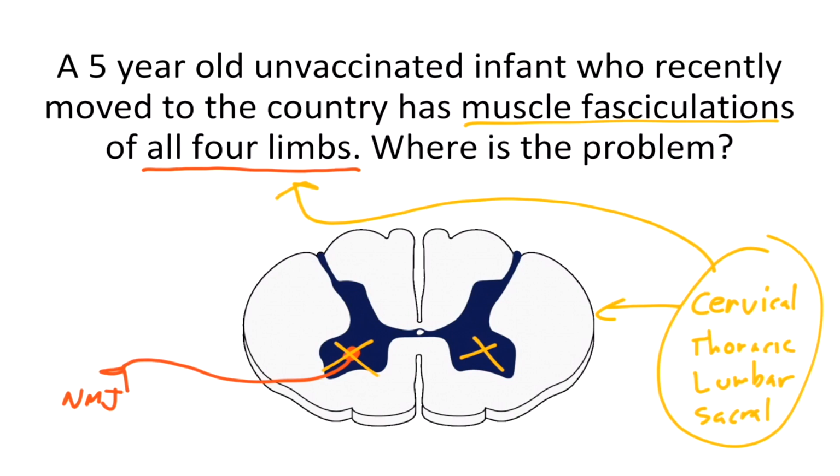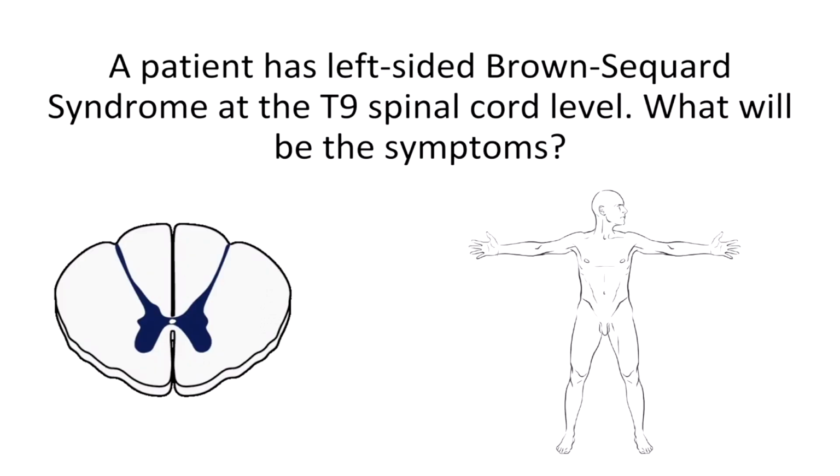So whenever you see symptoms of lower motor neuron lesions, you should think of the anterior horn and below, as shown here. Now let's do a question to tie it all together.